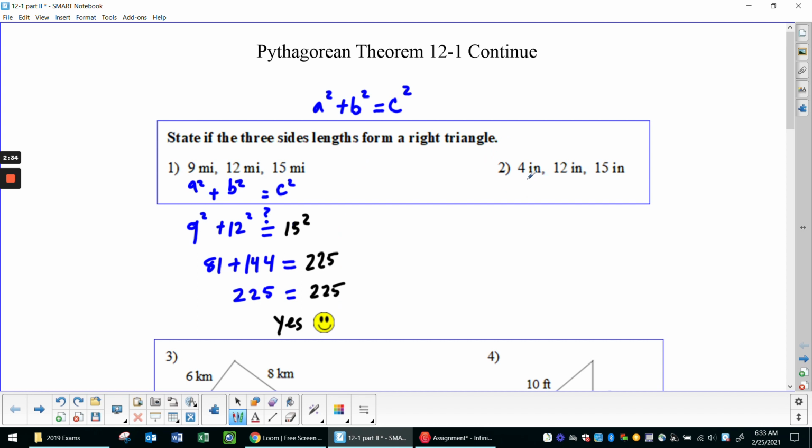So let's go ahead and look at number 2. I'd like you guys to solve number 2 the same way and see what you get. Is this 4, 12, and 15 the side lengths formed by a right triangle or not? So use the Pythagorean theorem, and we'll be right back.